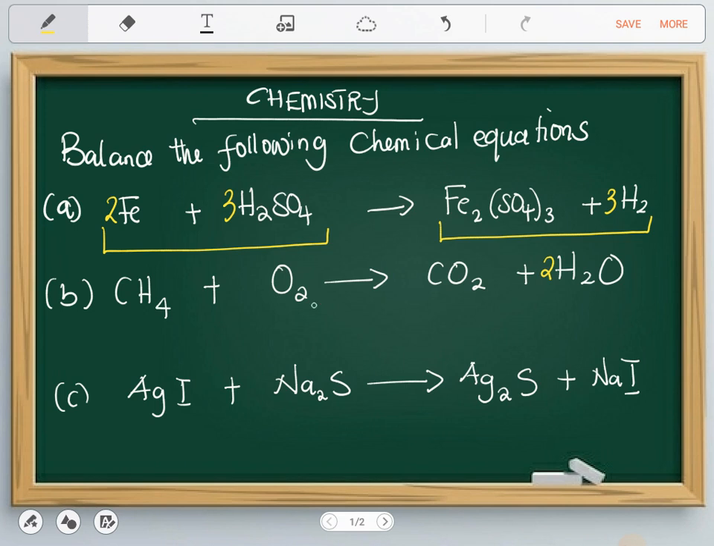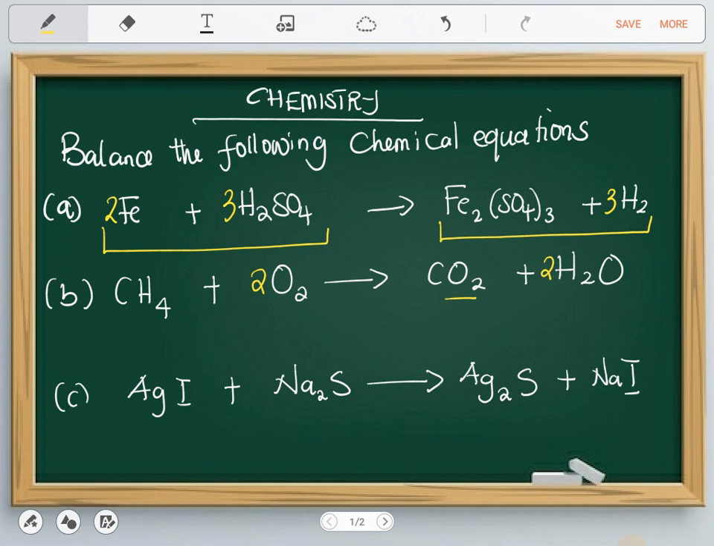How many oxygens do you have here? 2. But how many do you have this side? I've got 2 here, and this 2 is multiplying that 2 there, so there are 4. So if I put a 2 here, oxygen is also balancing. You've seen that these things are easy, right? Very easy.